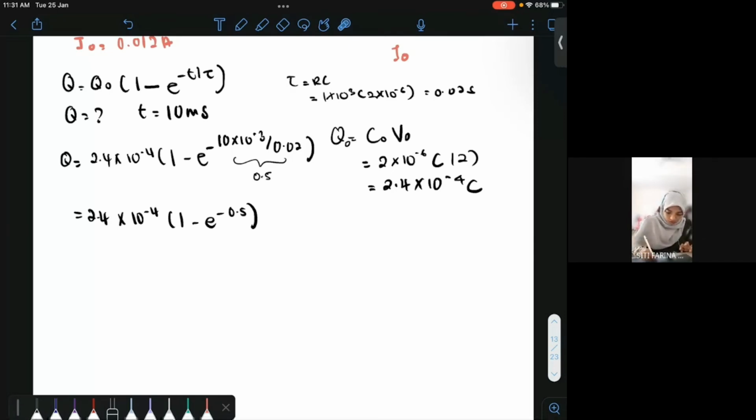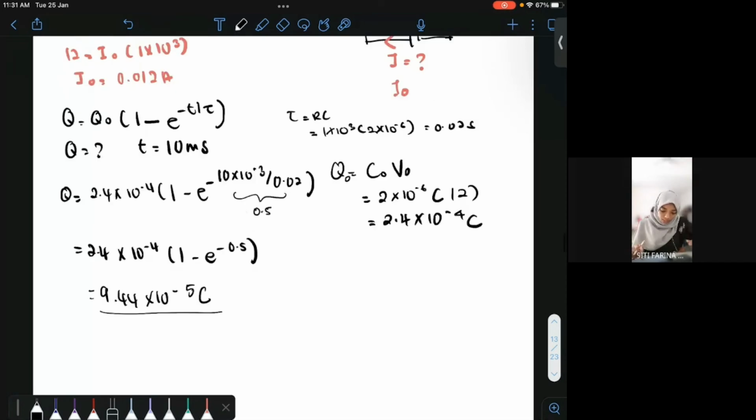You should get 9.44 times 10 to the power negative 5 coulomb. Right, so this is how much charge you manage to store dalam proses 10 millisecond itu. Okay, you are charging at the moment you plug in Q sama dengan 0. After 10 millisecond, you manage to store this much of charge.